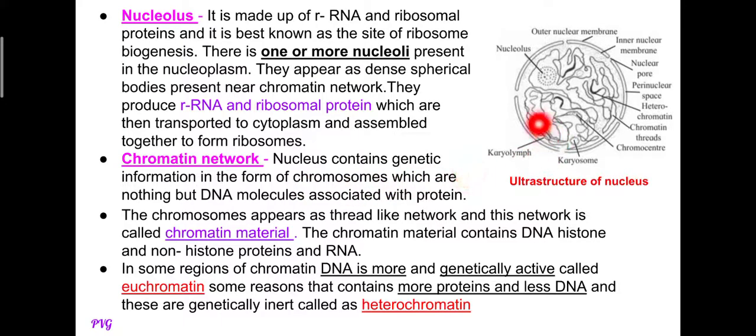Then the chromatin network. All this thread-like network is known as the chromatin network, which contains genetic information in the form of chromosomes, which contain DNA molecules associated with proteins, and the chromosomes appear as a thread-like network known as chromatin material, and that chromatin material contains DNA, histone and non-histone proteins and also RNA. In this way the chromatin network contains genetic information, and its role is very important. In some regions the chromatin has more DNA and is genetically active, called euchromatin, and in some regions it contains more proteins and less DNA, and these are genetically inert, called heterochromatin. In this way the genetic material is divided into euchromatin and heterochromatin.